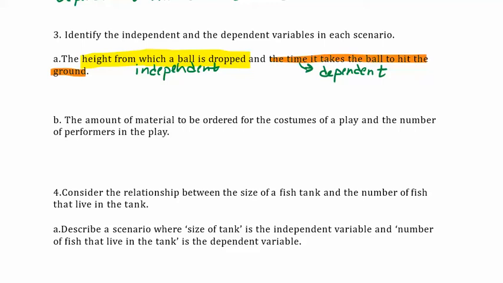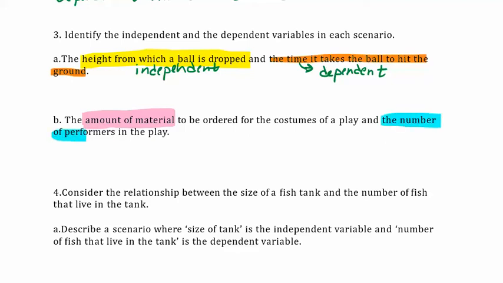Well, first let's identify the two variables. Let's use different colors here. So the amount of material to be ordered for the costumes of a play. So the amount of material is one of the variables. And the number of performers in the play. So the number of performers is your other variable.